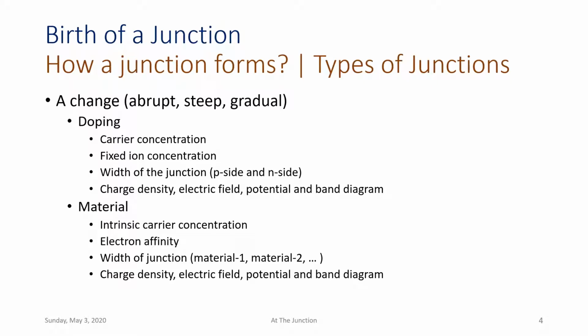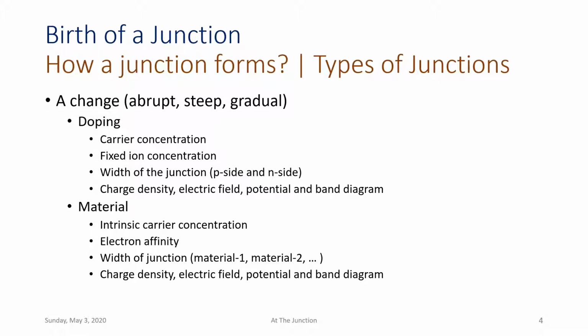So how does a junction form in a semiconductor? Well, it forms because of a change. That change could be abrupt, steep, or gradual. The change is in either the doping of the semiconductor or the material of the semiconductor. So let us look at doping.